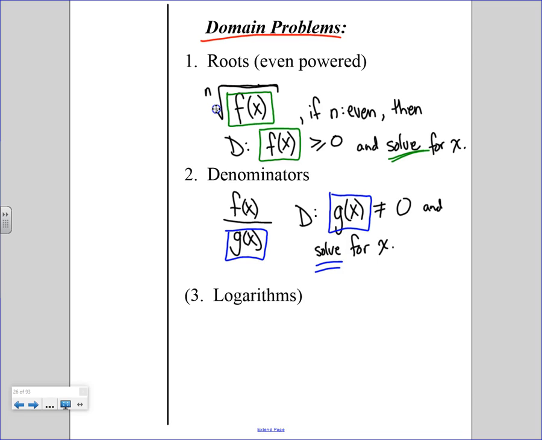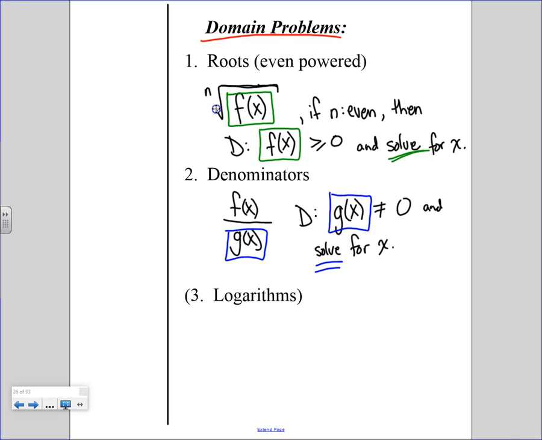Why must what's underneath an even-powered root be greater than or equal to 0? We're not allowed to have negatives under the root because otherwise, what are negatives under a root? What kind of numbers are imaginary? We're not allowed to have imaginary numbers in order to have a real answer.